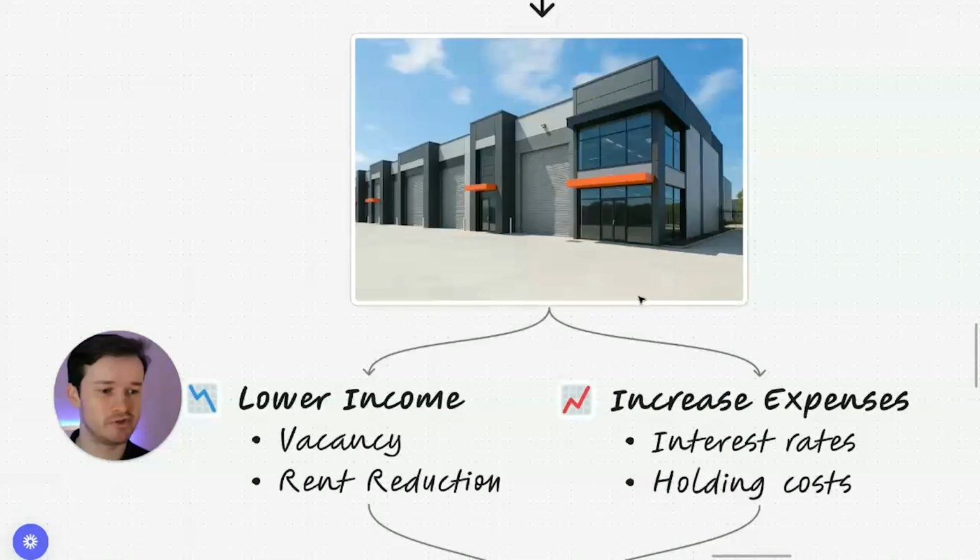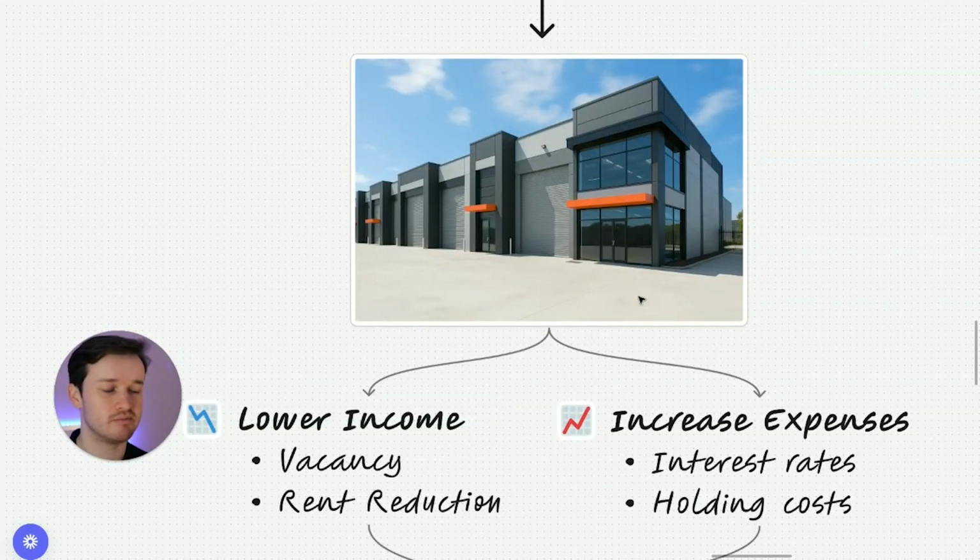In commercial property, there are two main broad categories that stop a property from generating passive income: lower income, meaning lower rent from the property, or increased expenses. In terms of lower income, things like vacancy: if there's no tenant, you can't get any income from the property. If the rent gets reduced, your income is going to be lower, and that's going to affect the net passive income from the property. Increased expenses are interest rates and holding costs. If interest rates go up, the amount of profit you can generate goes down. If holding costs go up, like insurance, property management fees or outgoings, your profit is going to be lower. They're the two main factors that can lower your passive income from a property.